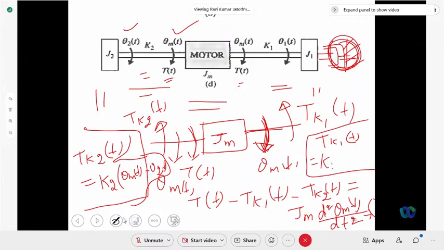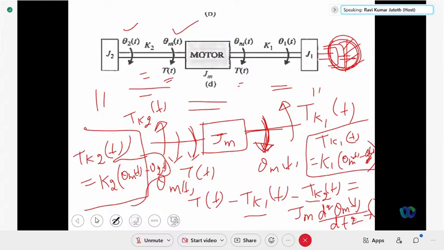K1 into theta M of t minus theta 1 of t, theta M of t minus theta 2 of t. Theta 1 of t, sorry. Theta 1 of t. Is that fine? So now you know TK1, now you know TK2. Simple substitution, apply Laplace transform and obtain the transfer function. Okay, this is equation number 1.